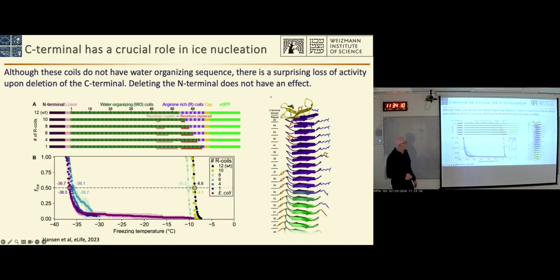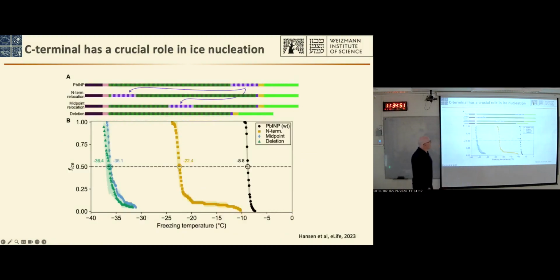So we did the same type of experiments. We again generated genetically modified proteins where we reduce the size of this R coil while maintaining the length of the entire protein. And what we found is that when we reduce the size to 12, 10, and 8, it hardly affects the ice nucleation capacity of the protein. But when we further reduce the size to 6, 4, or less, we see that immediately we lose the ability of the protein to form ice. And the question is why? Why do we have this positive domain?